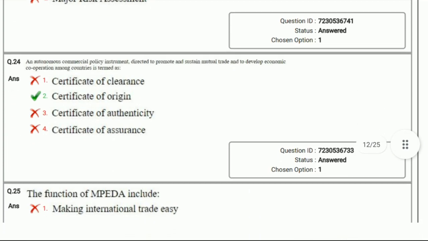Next question: an autonomous commercial policy instrument directed to promote and sustain mutual trade and to develop economic cooperation among countries is termed as. So the answer is certificate of origin. Now what is certificate of origin? So it is an important international trade document, and that certifies that goods in a particular export shipment are wholly obtained, produced, manufactured, or processed in a particular country. So it is a certificate of origin. So therefore it is important in the mutual trade and to develop economic cooperation among different countries.